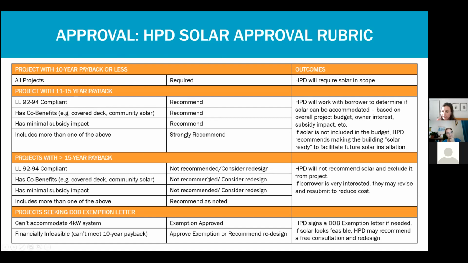Projects over 15 years are often either not recommended or suggested some kind of redesign, and that's again where the tool can come in really handy to help you figure out how that project might be redesigned or reconfigured to be more feasible and financially beneficial. And then for projects seeking the DOB exemption letter, HPD will either approve the exemption if it can't accommodate a 4 kilowatt system, or if it can't meet the 10-year payback, it'll either approve the exemption or it might recommend a redesign if there's an easy way to make that more feasible.